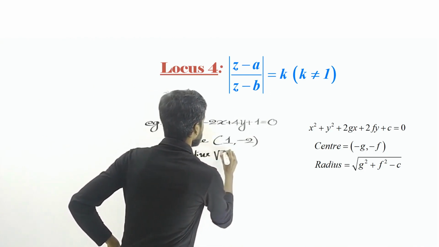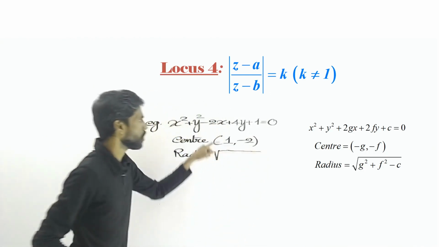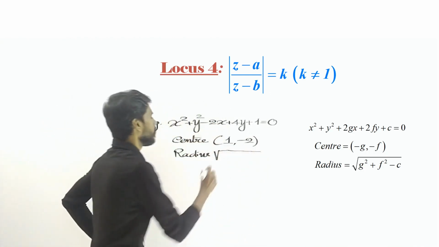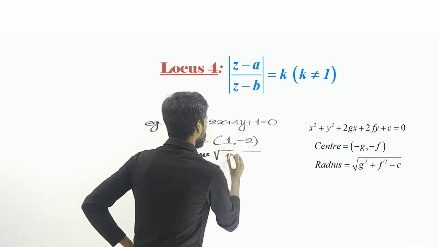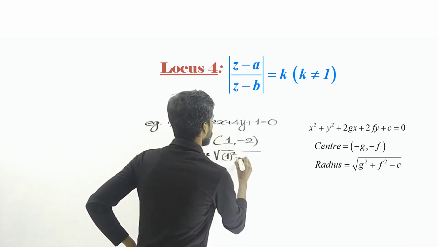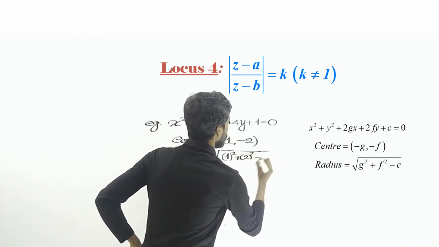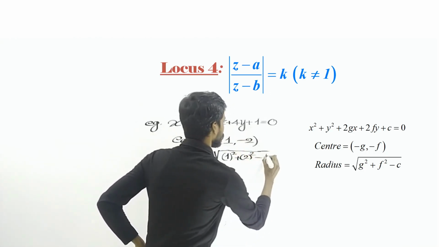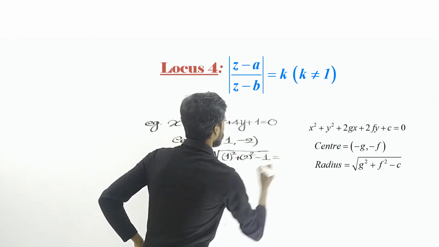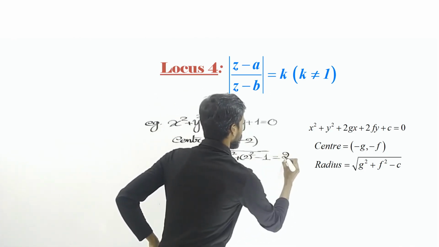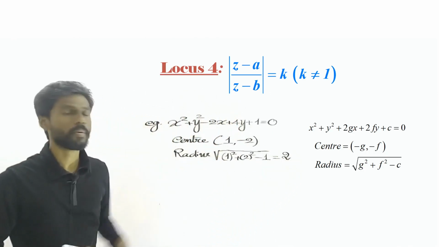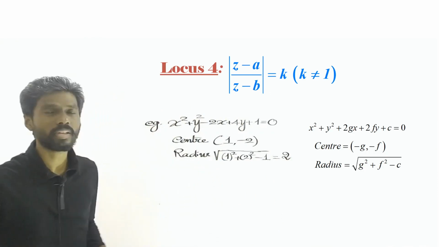So what is the radius? The square root of g square plus f square minus c. So g square we know, right? g is minus 1, so it is 1 square. Anyway, square, so no need of negative sign. So 2 square minus c. So c is 1 here. That means 1 gets cancelled. 2 is the radius of the circle, right? So 1 comma minus 2 is the center, and 2 is the radius of the circle.